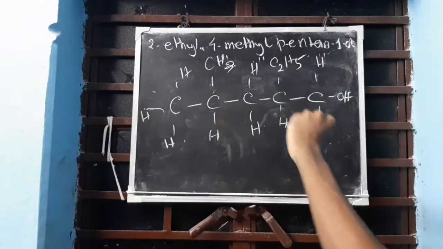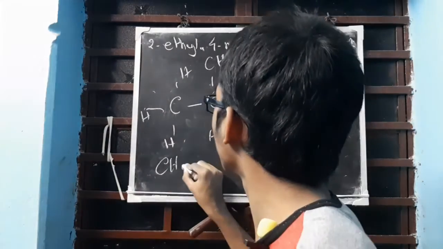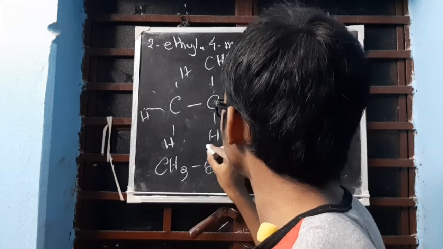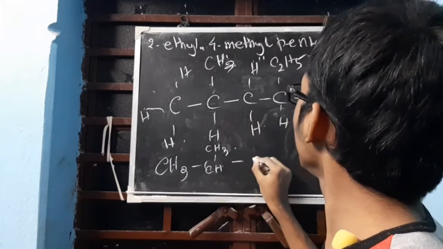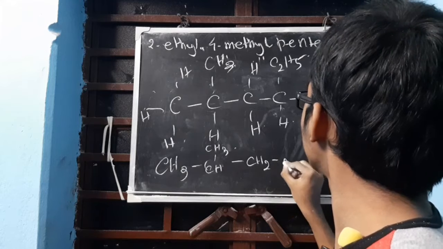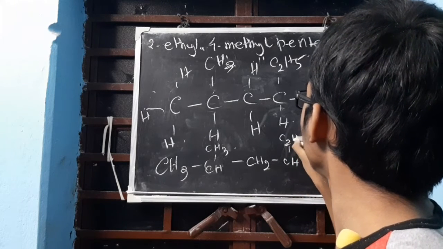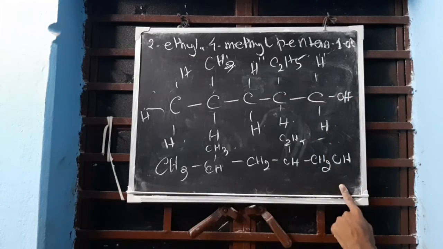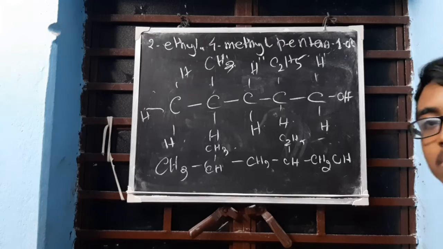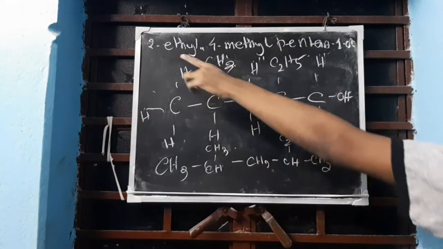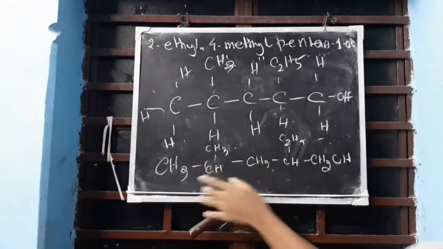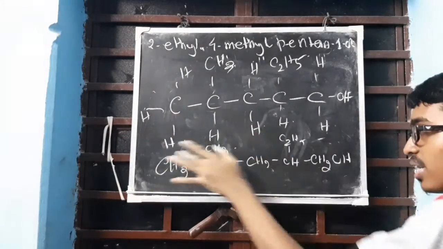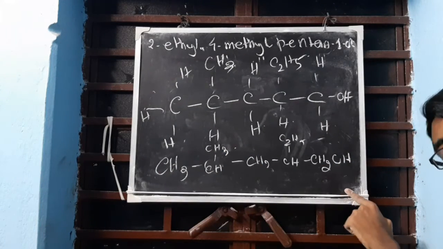Now condense the formula. CH3, then you are getting CH, this CH is bonded to CH3. Then you are getting CH2, then you are getting CH, which CH is bonded to C2H5. And you are getting a CH2OH. Wasn't this the formula that you had worked out to get this name? Wasn't this the thing that had been given for you to identify the name? So from this name you can get this structure, which in condensed structure is this.